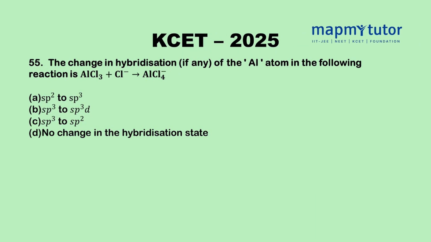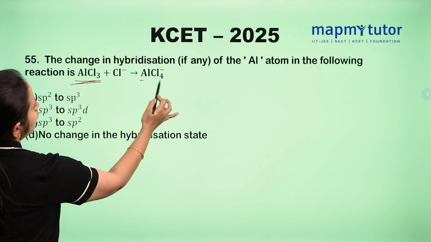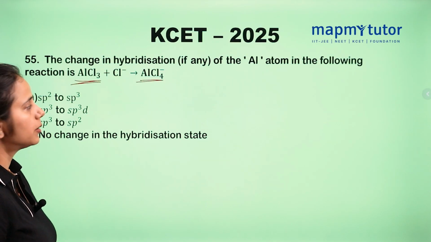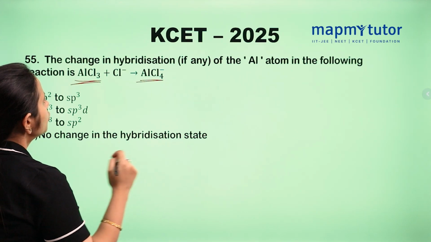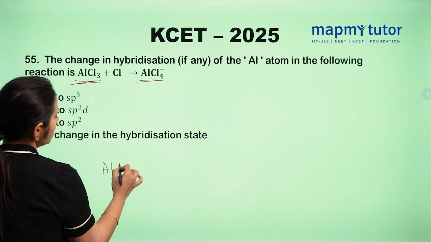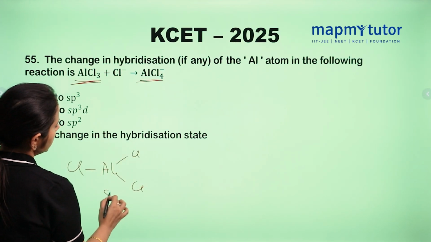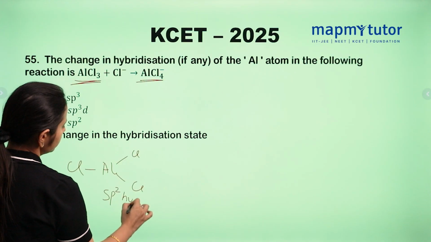The change in hybridization of the aluminium atom in the following reaction. We want to see what the change of hybridization will be from AlCl3 to AlCl4 negative. Draw the structure of aluminium chloride. It is like this. So it is sp2 hybridized.